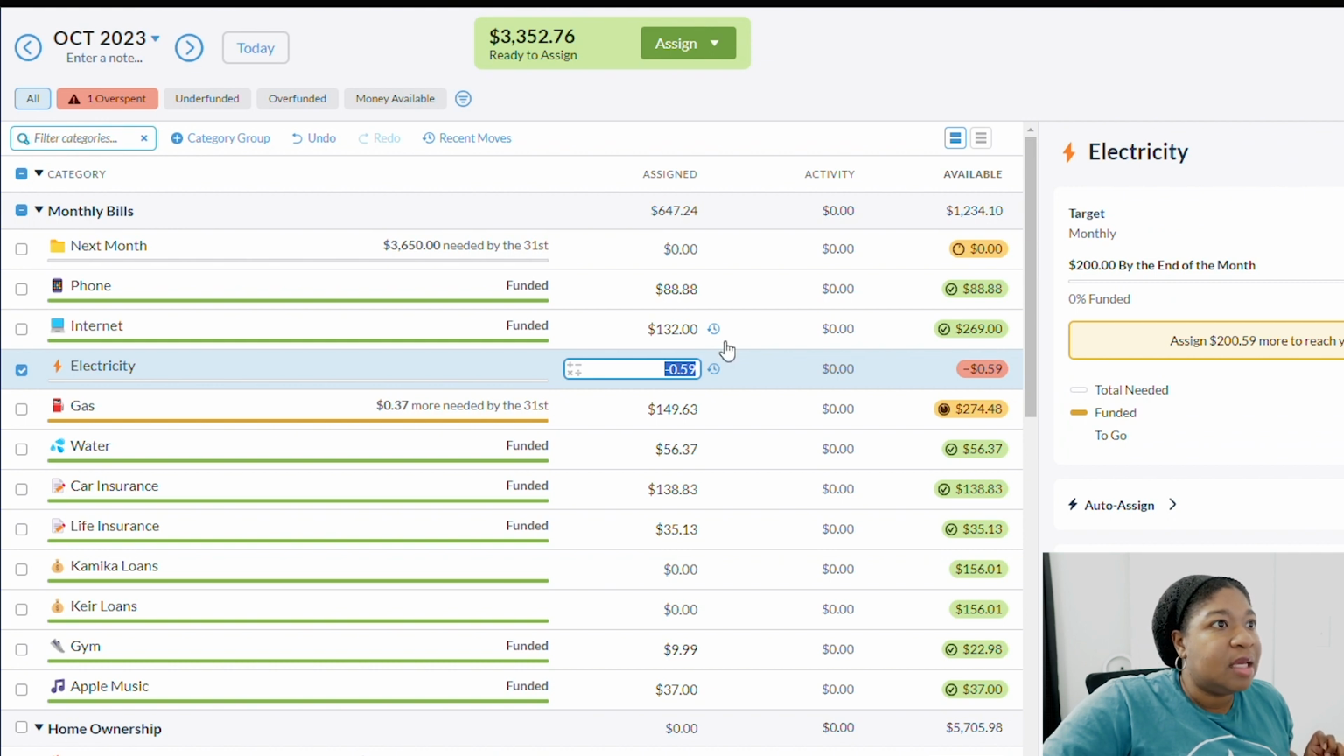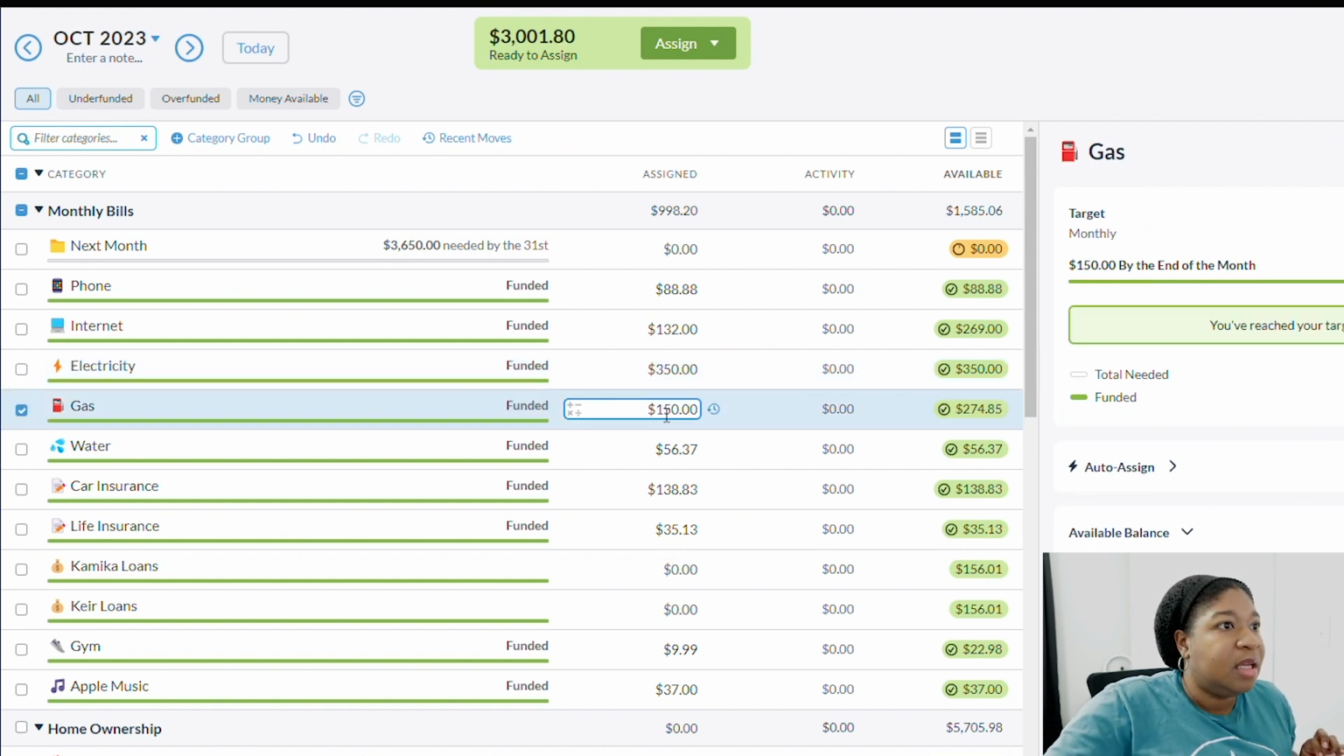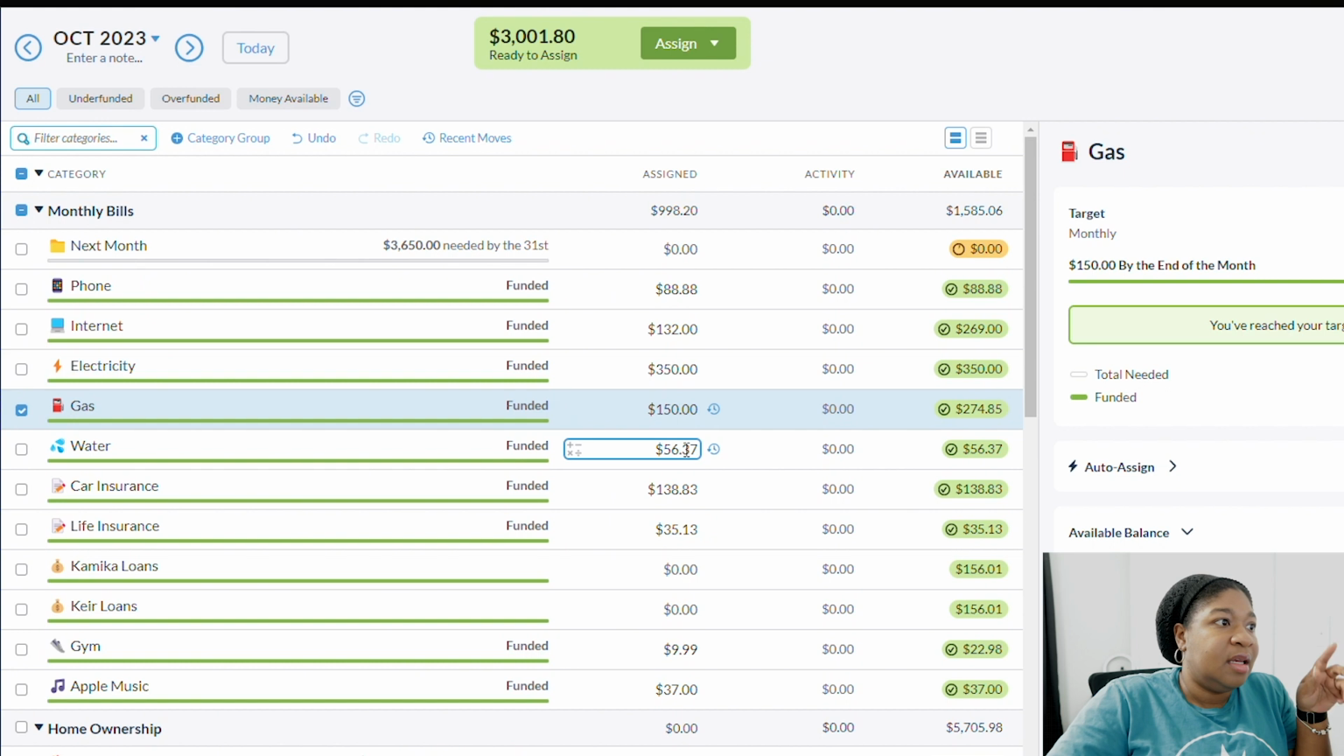Let's say our bill was high this month. I think it was like $350. I think that should be enough to cover it. Yeah, so we're gonna do that. And the gas should have been $150. Let's go through the rest of these just to make sure. Yeah, everything else looks good. Okay, so we got the monthly bills done.